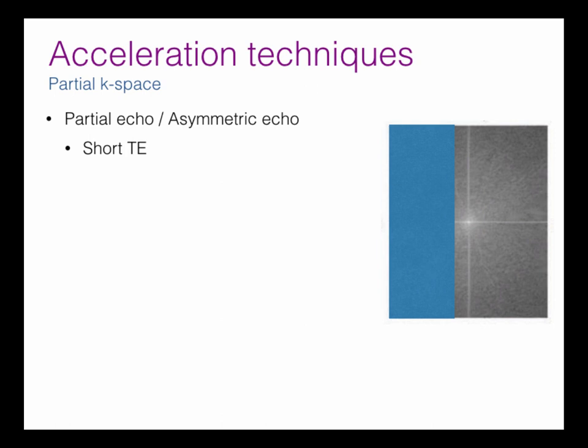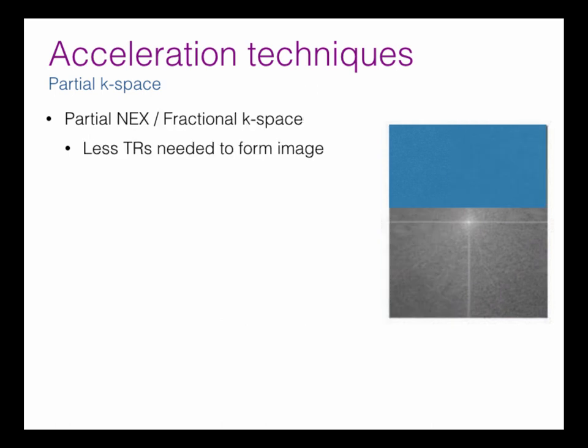So if these are your readouts, you would just be acquiring very short readouts. And that effectively gives you a very short TE, which is sometimes very useful if you've got something with a very short T2 star. Another way to do it is to just do fewer lines in K-space. So you're basically needing fewer TRs to acquire your image, or fewer lines in your EPI readout. So that's another way to go if you want to do that.